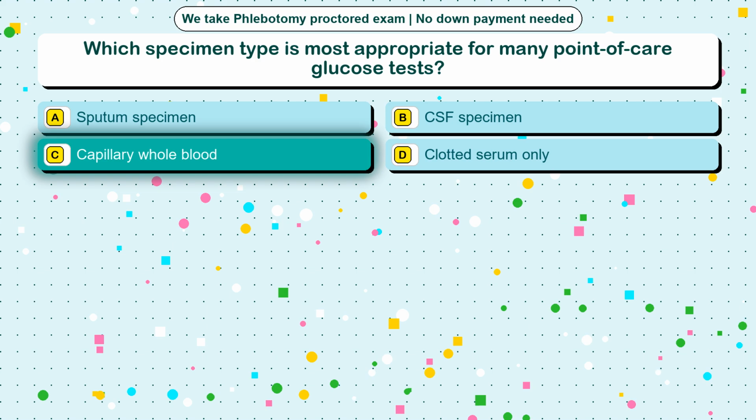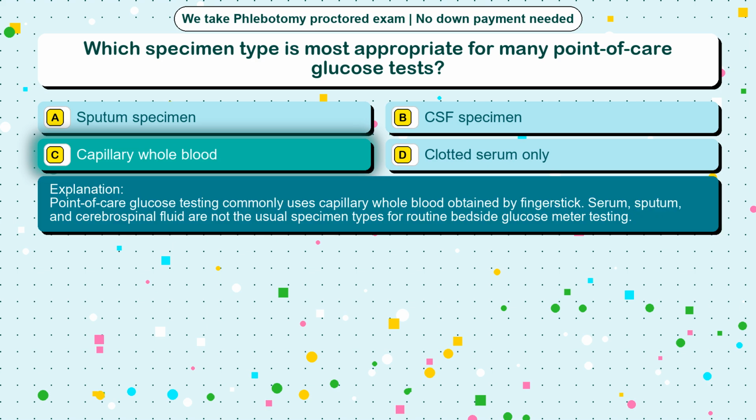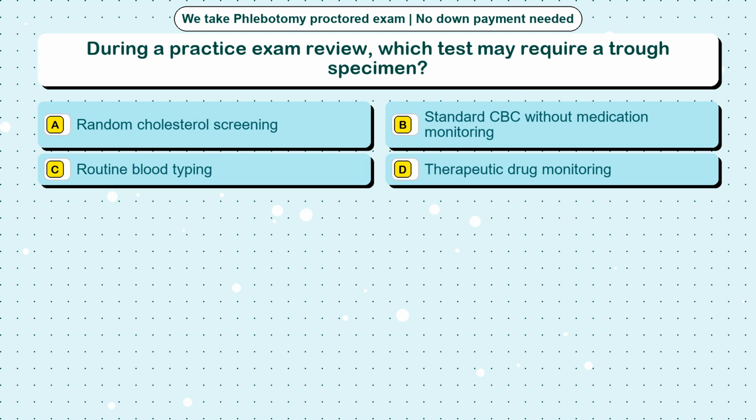The correct answer is option C. Capillary whole blood. Point-of-care glucose testing commonly uses capillary whole blood obtained by fingerstick. Serum, sputum, and cerebrospinal fluid are not the usual specimen types for routine bedside glucose meter testing. Question 29.